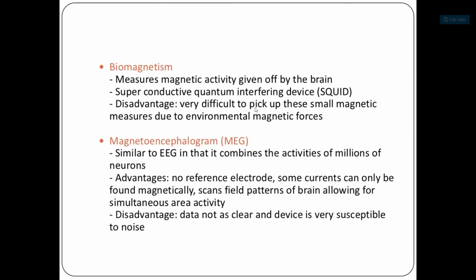Magnetoencephalogram, which is also called MEG in short form. Similar to EEG in that it combines the activities of millions of neurons. What are the advantages? No reference electrodes. Some currents can only be found magnetically. It scans field patterns of the brain, allowing for simultaneous area activity. Now, what is the disadvantage? Data not as clear, and the device is very susceptible to noise.